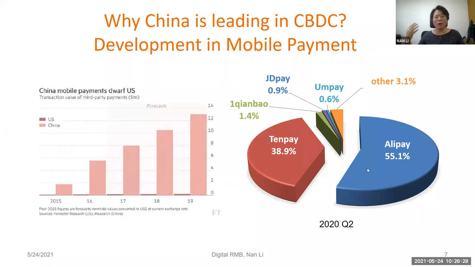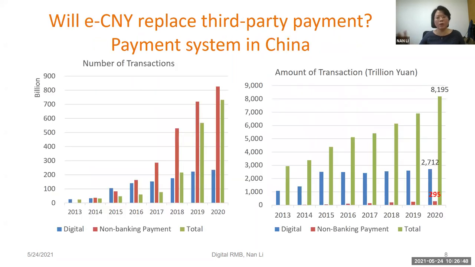However, people tend to say that these guys are the monopoly of the payment system, and the issuance of the CBDC or the digital RMB is to replace their roles. So let's see whether they are indeed the big players in payment in China. According to the 2020 payment system report in China, which was published by the PBC, as of 2020, the total amount of transactions in China amounts to 8,195 trillion RMB, okay? And only 295 trillion RMB was transacted through the third-party payment system, or the so-called non-banking payment system.